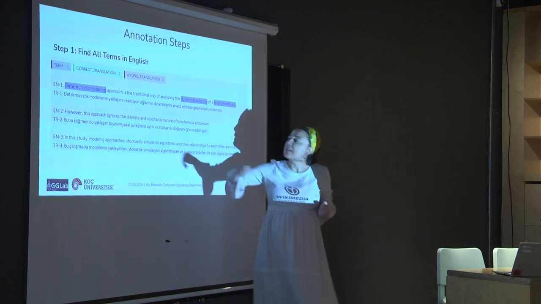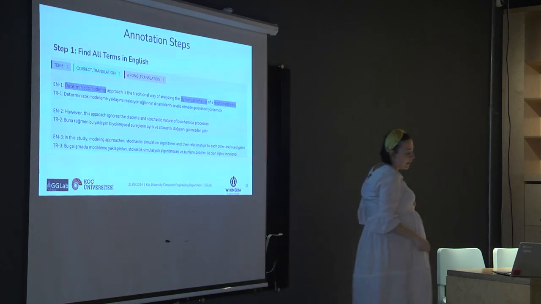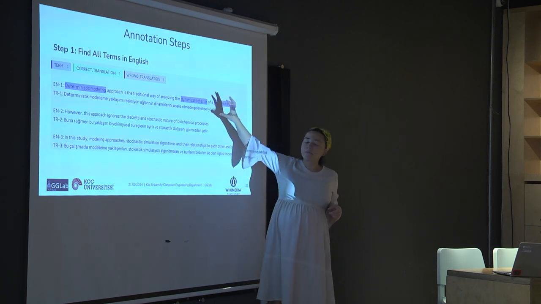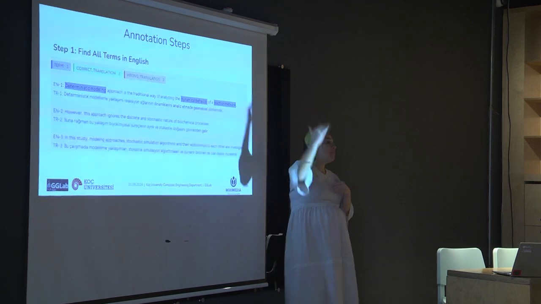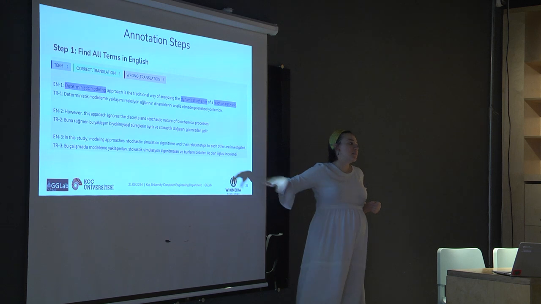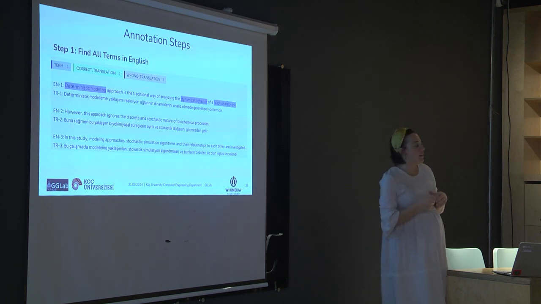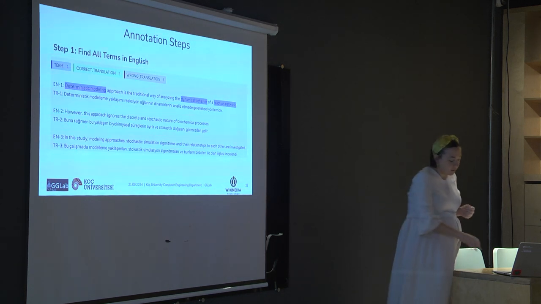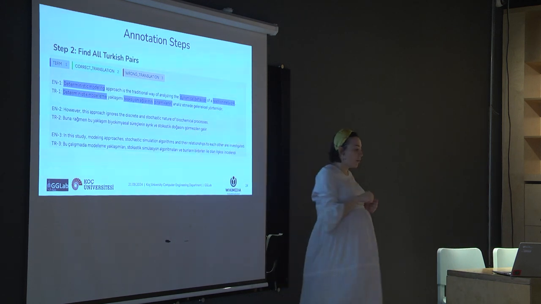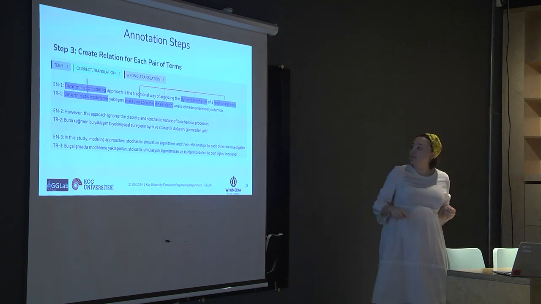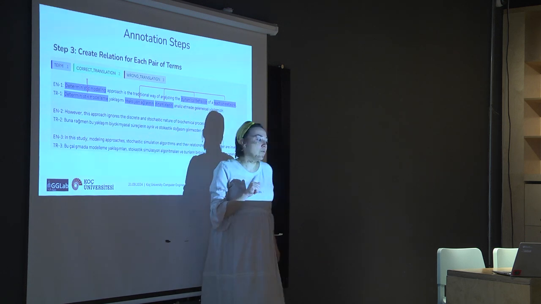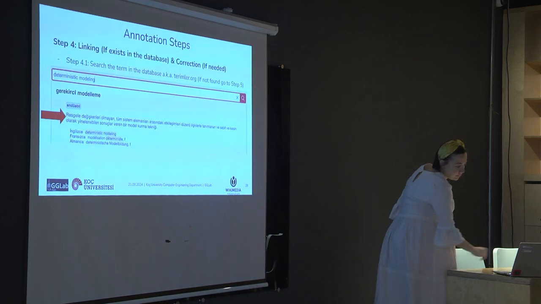So first step, we asked everyone to identify the terms in the English text. By the way, we have chosen 3 sentences from the same paragraph because the context is important sometimes. So when you see 3 sentences from the same paragraph, you have the context and you can do better translation. Then we asked them to identify all the Turkish terms. And then they need to link them: this is the translation of that, this is the translation of that one, and so on.